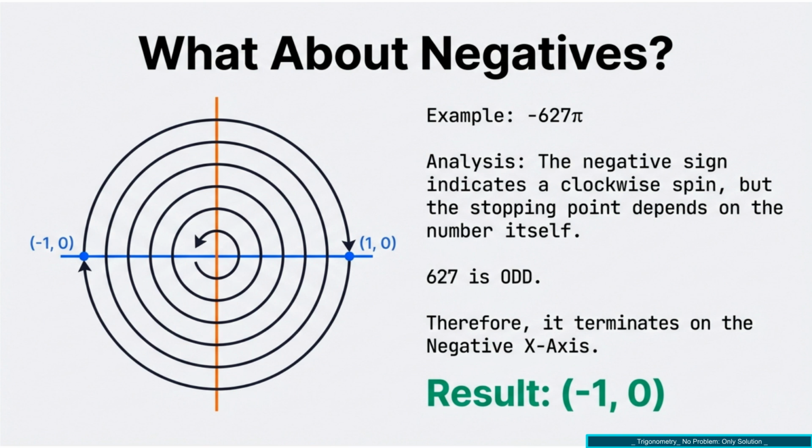What about negatives? A negative sign indicates a clockwise spin, but the stopping point still depends on the number's parity. For -627 pi, 627 is odd, resulting in the terminal point (-1, 0).